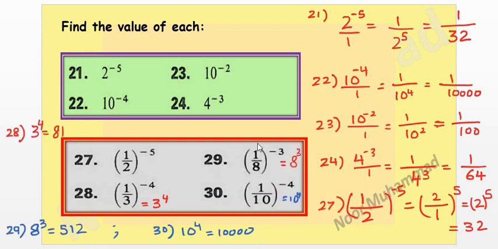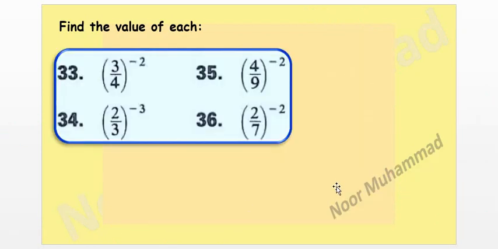As you can see here, this 8 to the power 3 will give us 512. 3 to the power 4 will give us 81, and here 10 to the power 4 will give us 10,000. So let's solve some more questions here. Now it says find the value of each of the following.